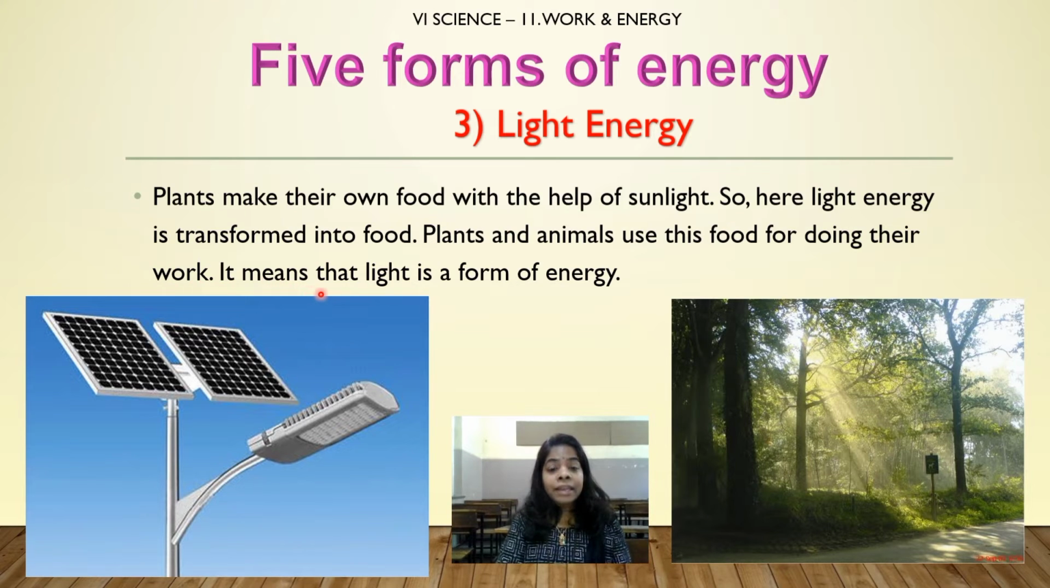It means that light is a form of energy. Yes, light is a form of energy. Because of the light only, the plants are able to prepare food, and the same food the other animals are eating and the plants are living. And because the plants are living, we are also living. This is a solar light, children, where we are using the light energy of the sun to light this lamp, street lamp.